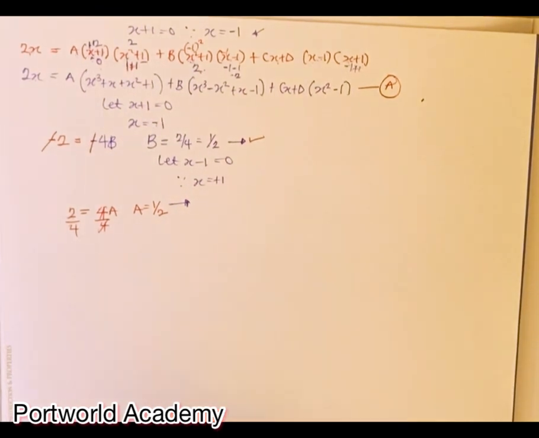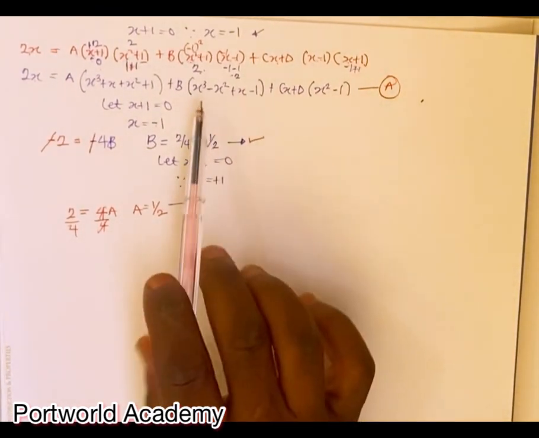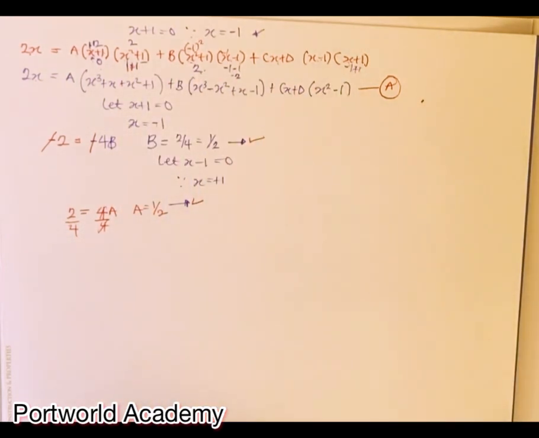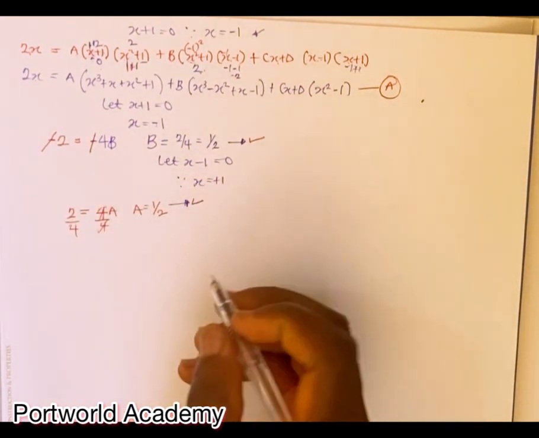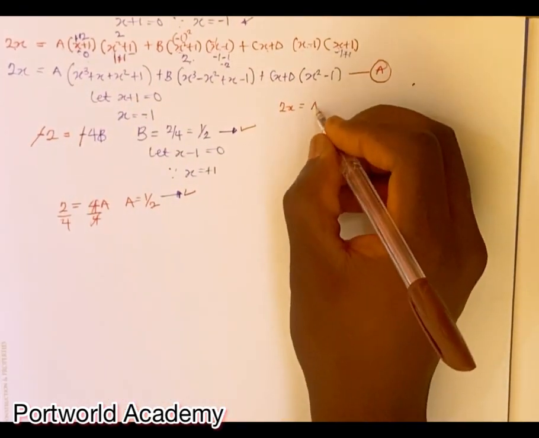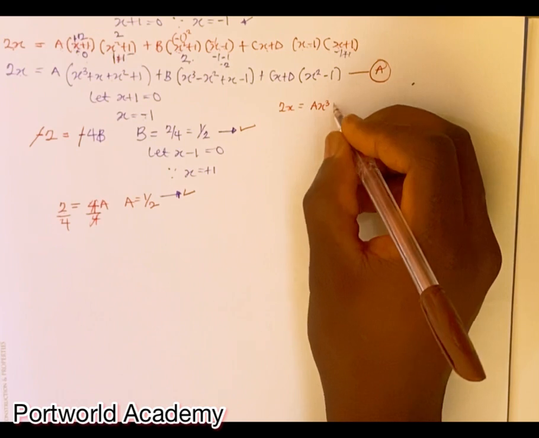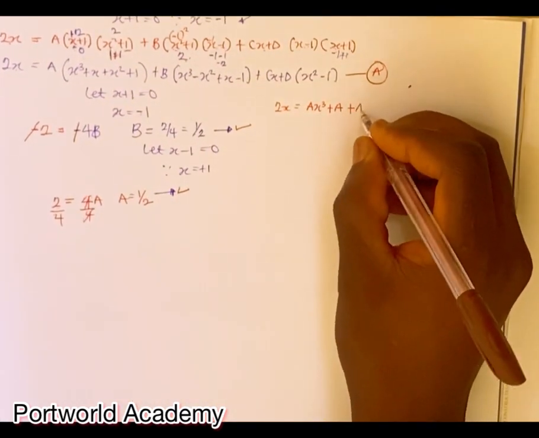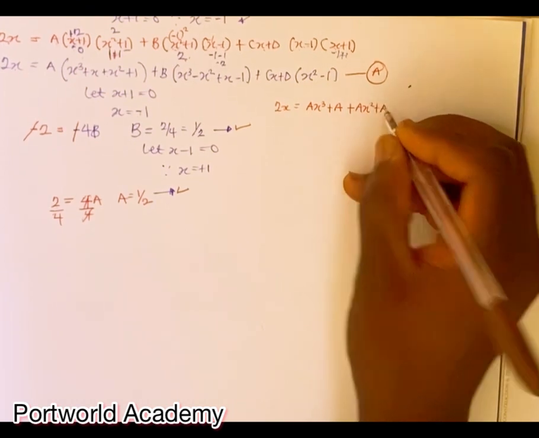So now let's look at this very well. I don't think I have any other equation that I can use to get my c and d, but I can just open these brackets and then compare the coefficients, because that's the only thing I can do here. Looking at this, I'm going to have 2x equals what? I'm going to have ax raised to the power of 3, plus a, then plus ax squared plus a, exactly.